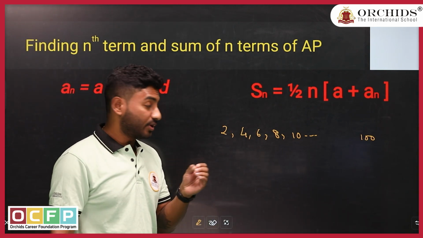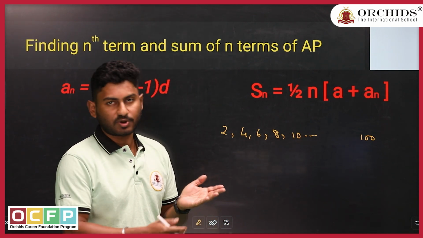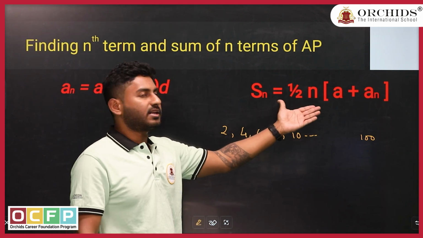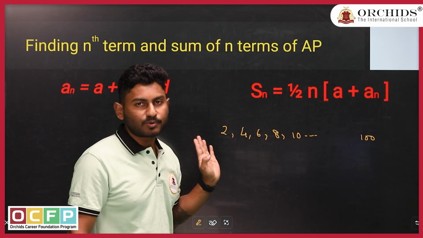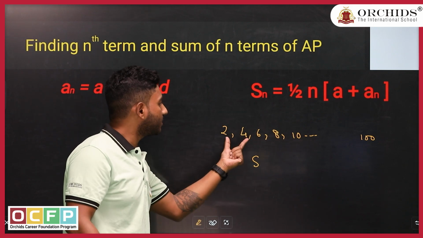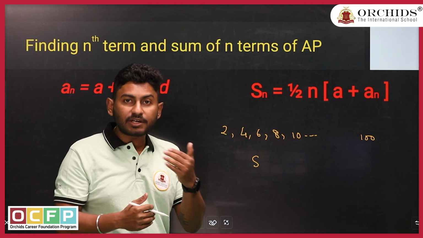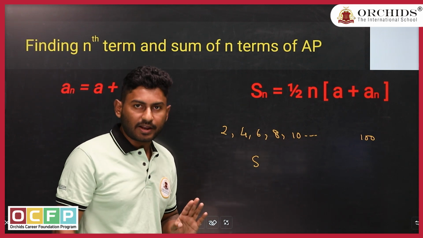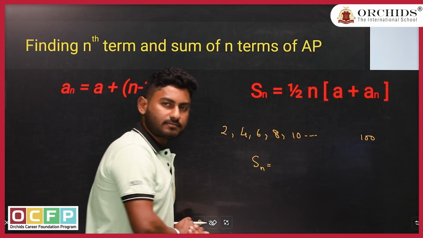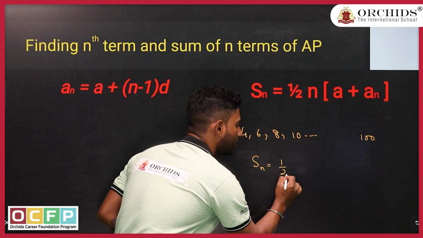If I ask you what is the sum of all these numbers, it's a big task, right? You can't add 2, plus 4, plus 6. It will consume a lot of time. So directly I can use this formula. Sn is the sum of how many numbers? If I am adding just 2 numbers, I will write S2. If I add 3 numbers, it will be S3. If it is n numbers, I will write Sn. The sum of n numbers will be equal to half of n.